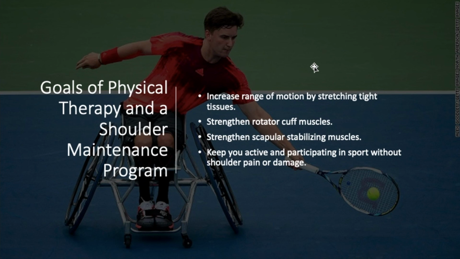If you do end up with a physical therapist for one of these shoulder conditions, here are some things that you can expect. They should have goals to increase range of motion by stretching tight tissues and then strengthening weak tissues, which are often rotator cuff muscles and their tendons. They often will also focus on strengthening your scapular stabilizing muscles. The goal is to keep you active and participating in sport without shoulder pain and damage.